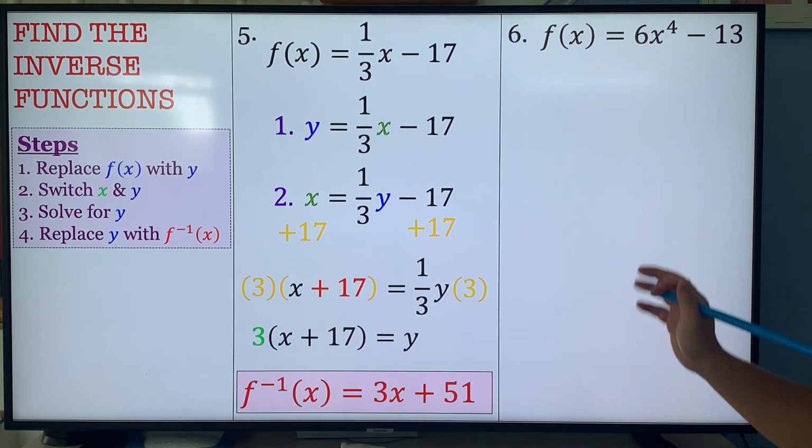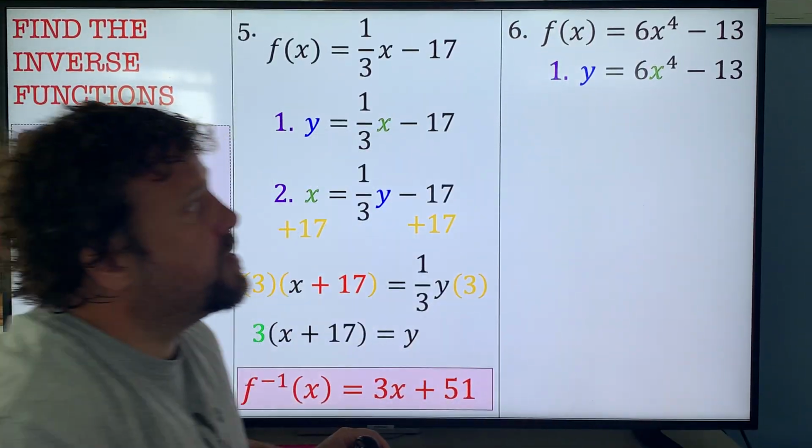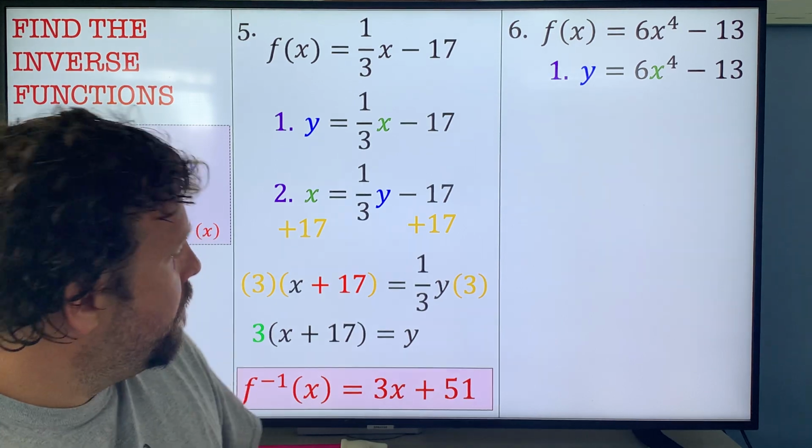You okay? Next one, ready? Replace the f of x with the y. Y equals 6x to the 4th minus 13.